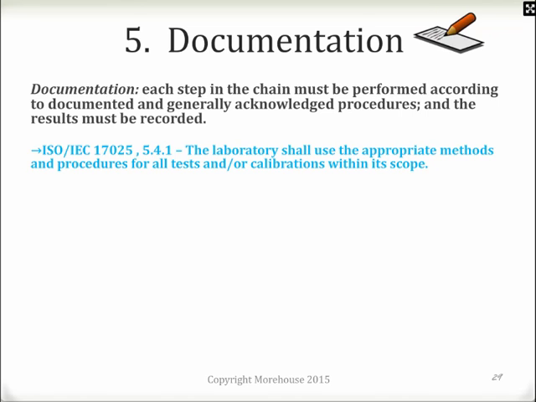So, if we look at element number 5 in the essential elements, documentation.